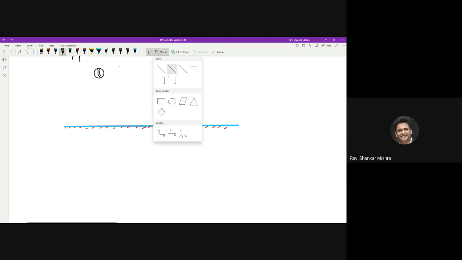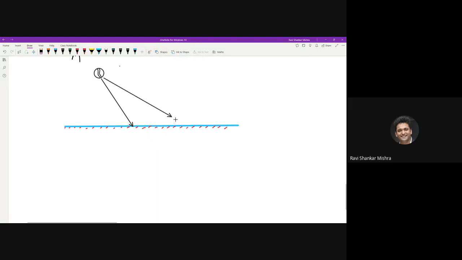So let us suppose the first light ray, what I am projecting from here, this is the first light ray, okay? And like that, I will project another light ray from the same point at a different angle like this. Is it clear, students?